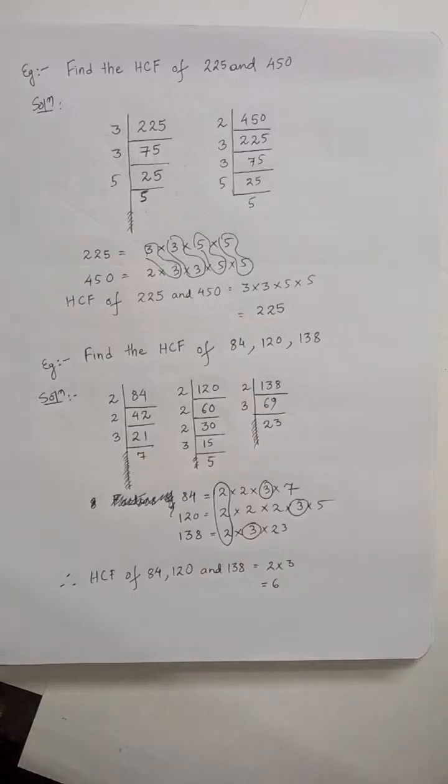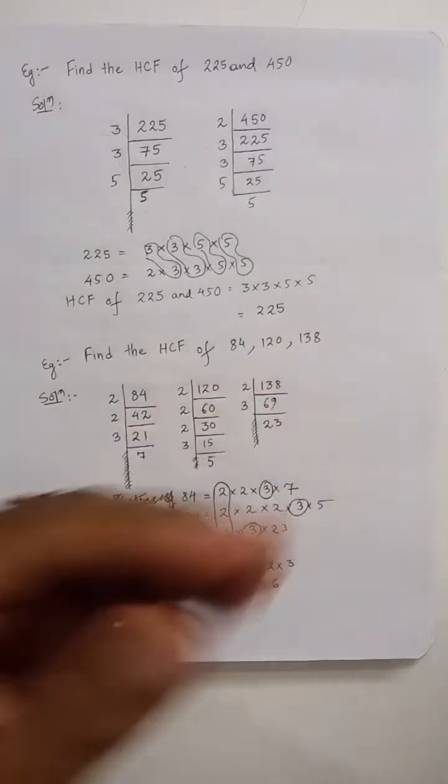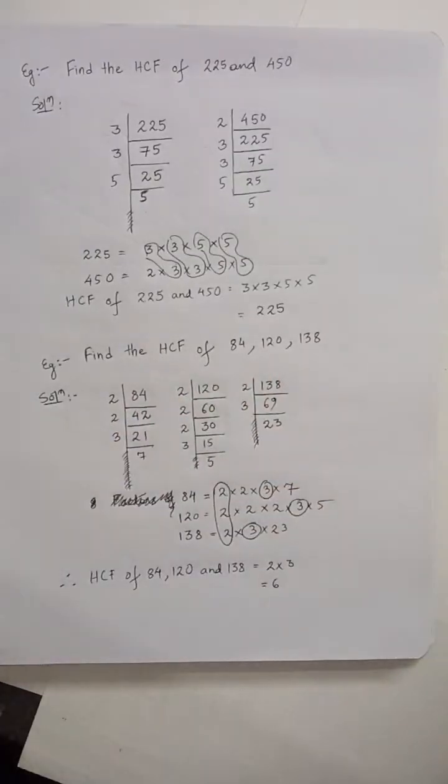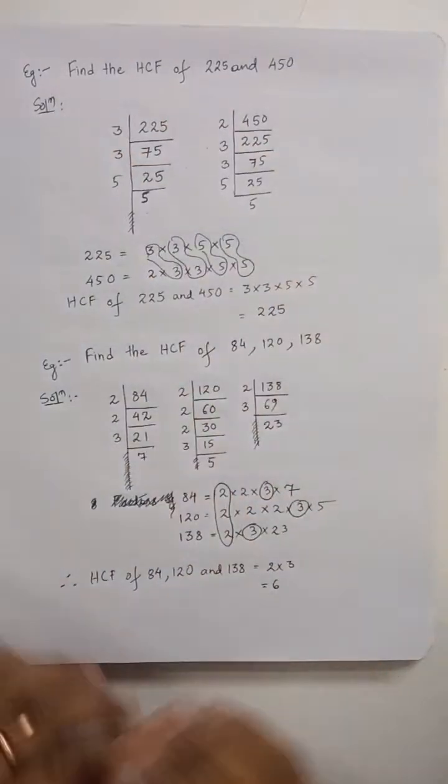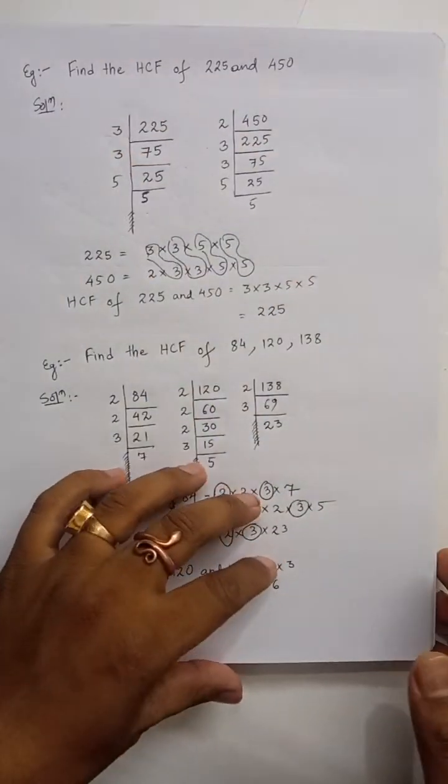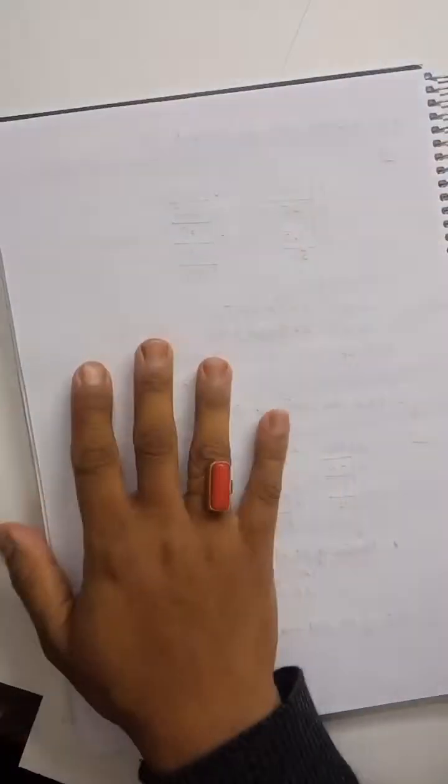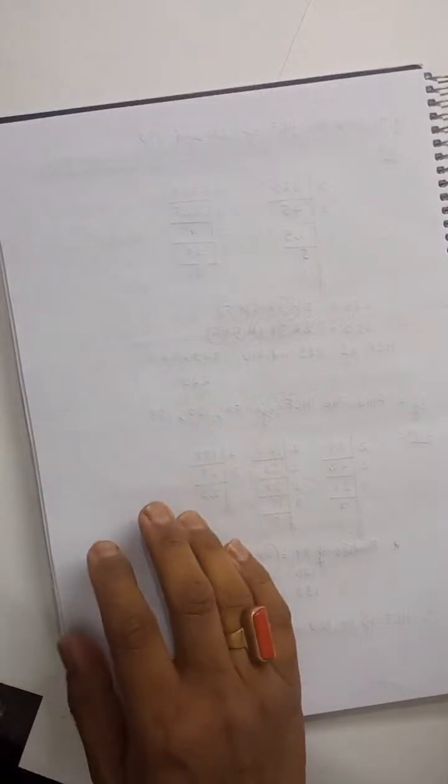Sometimes what happens, here the numbers were very small in value, right? 225, 450. Sometimes you may get numbers up to 3 digits, 4 digits also. In that case, this continued division method proves to be very useful. So I will turn to a new page. This continued division method is also sometimes known as Euclid's method, because this is basically a derivation from Euclid's division algorithm.